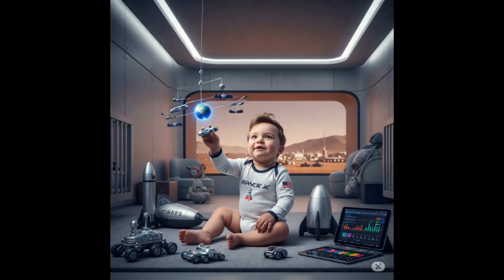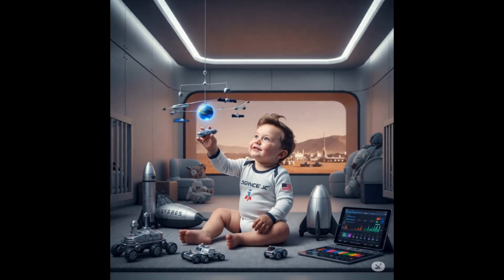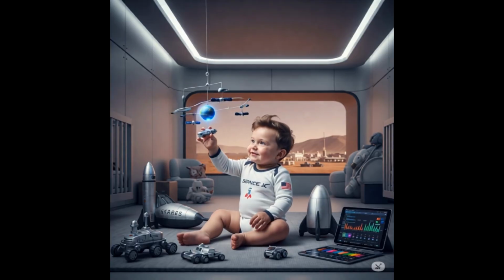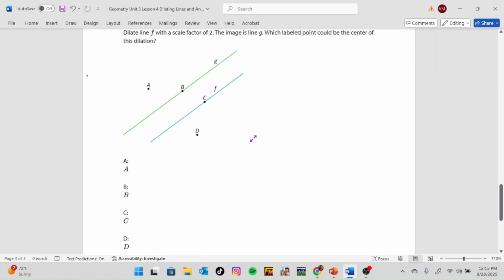We're going to solve this problem not because it's easy, but because we need to get to Mars. Practice problem number 3. Dilate line F, which is the blue line, with a scale factor of 2. The image is line G. Which labeled point could be the center of this dilation?